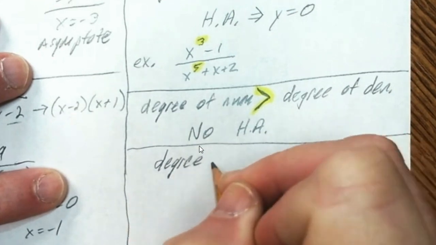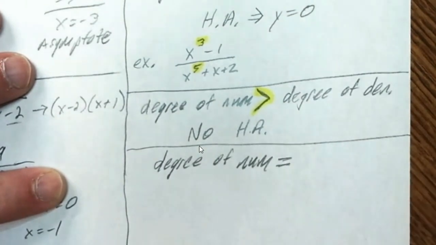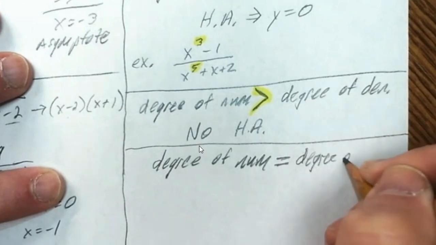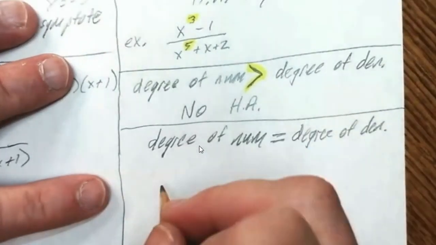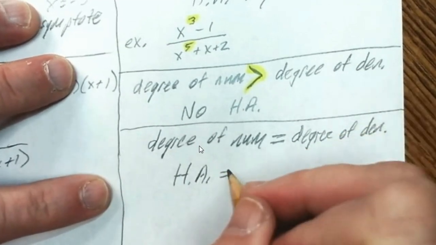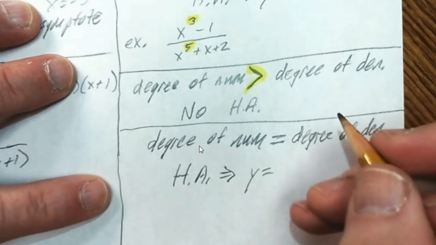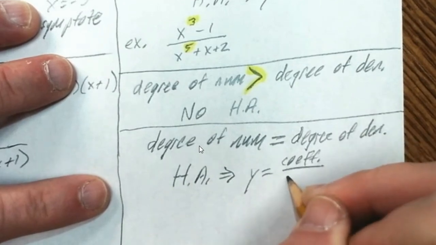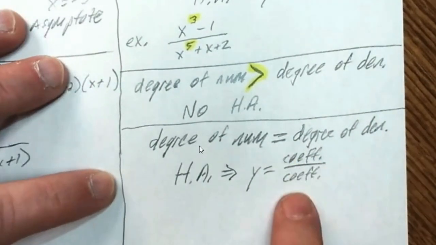Degree of numerator equals degree of denominator. Horizontal asymptote is y equals the coefficient over the coefficient.